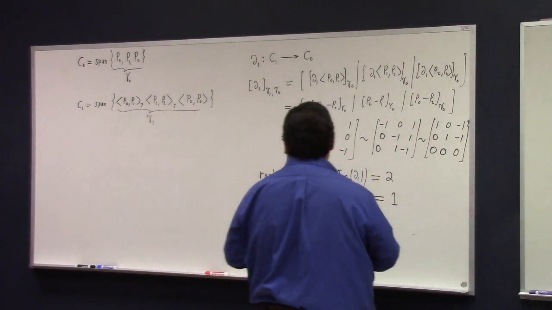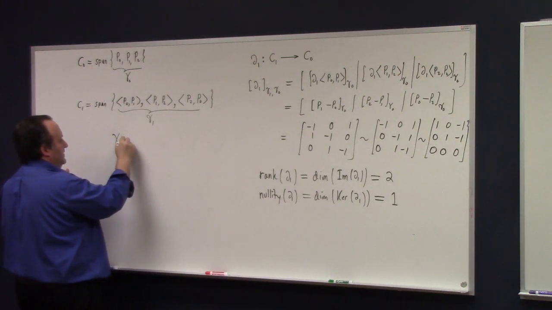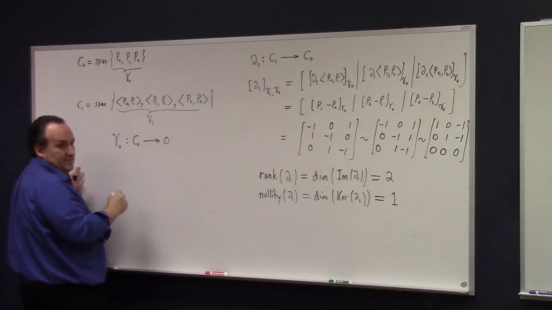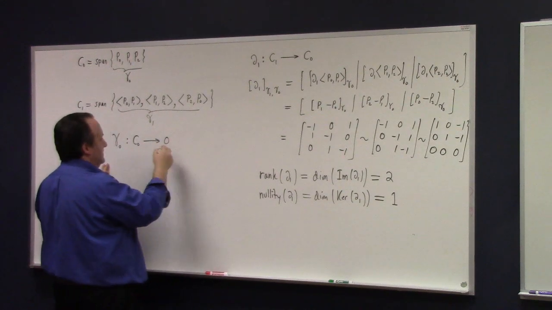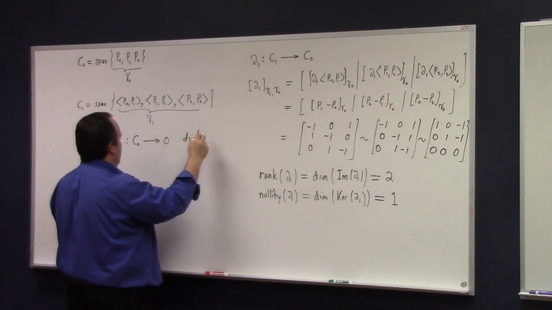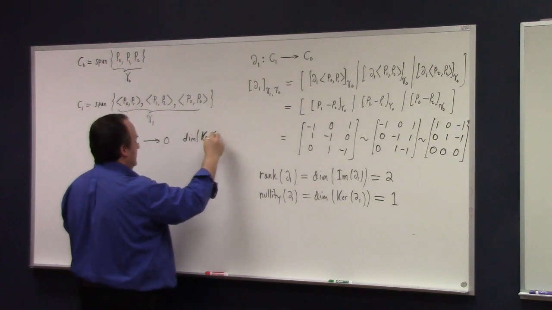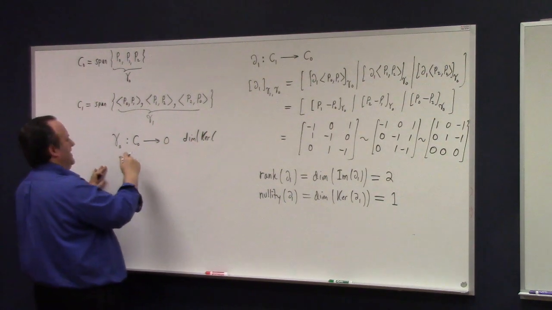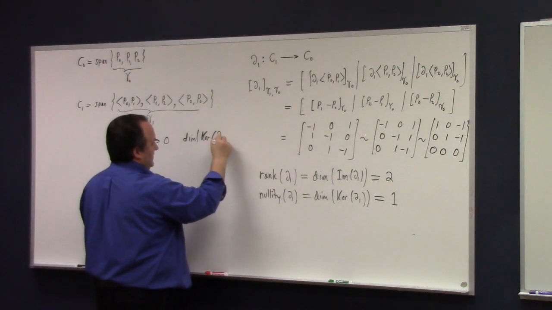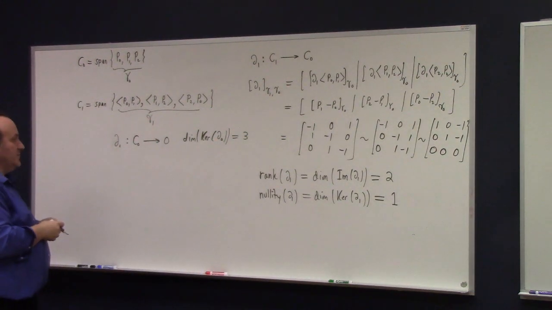Oh, okay, so let's review. So partial 0 is a mapping from where? From C0 just to 0, right? So what does this tell us about the dimension of the kernel of, did I say gamma 0? I meant partial 0. Good grief. The dimension of this guy is 3, right?